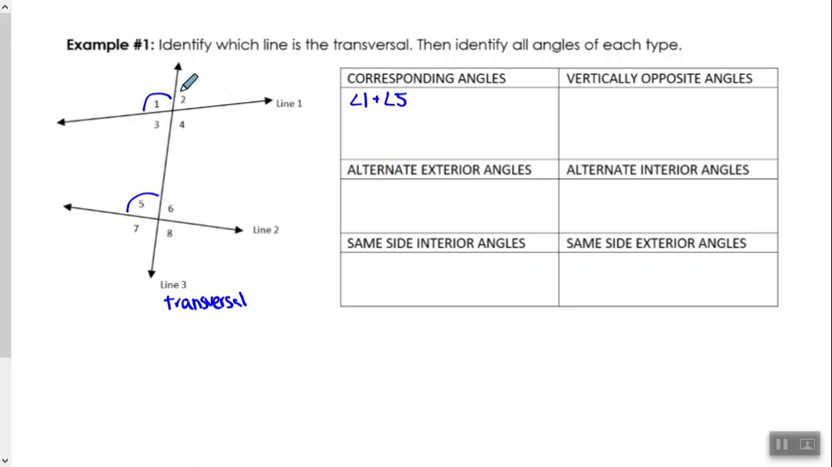Looking next, just going in order, let's go angle 2. What's corresponding to angle 2? Well, angle 2 is in top right. Angle 6 is in top right. So angle 2 and angle 6. Then we have angle 4 here in the bottom right, angle 8 in the bottom right. So angle 4 and angle 8, as well as angle 3 and angle 7, both occupying the bottom left spots.